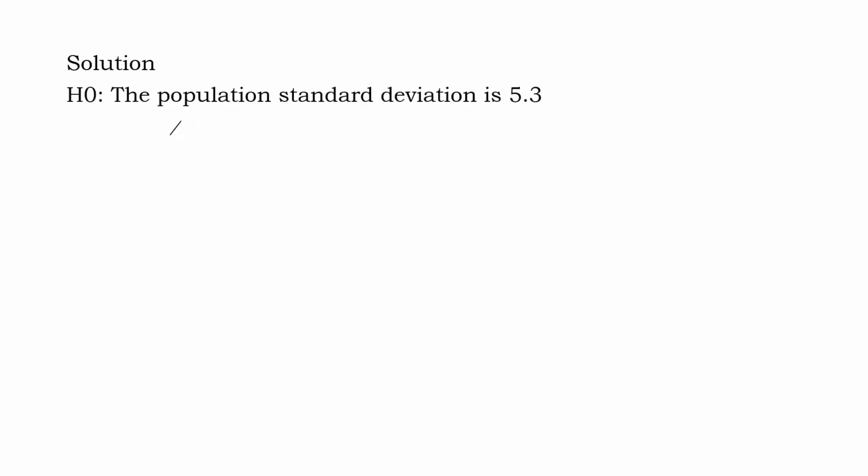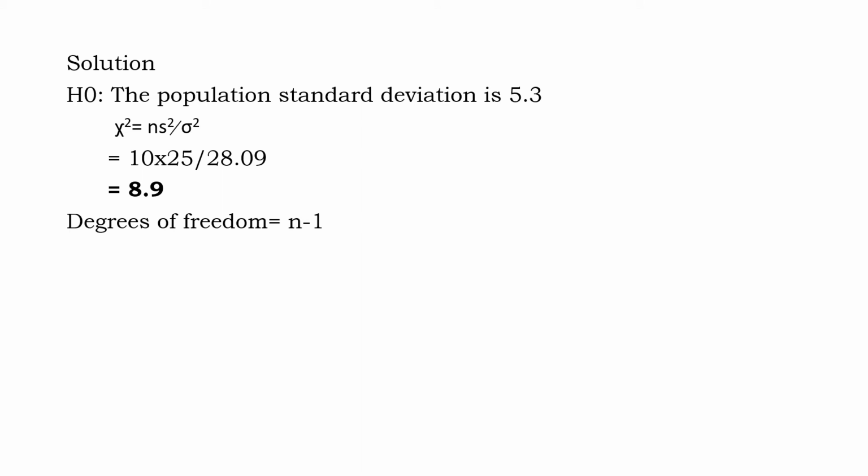The first thing is you have to set the hypothesis. The population standard deviation is 5.3. And you have to apply the formula for the test statistic. Chi-square is equal to n s square by sigma square. And you will get the chi-square value as 8.9. Now, your next step is to find the degrees of freedom. It is n minus 1. There are 10 samples, so the degrees of freedom will be 9.